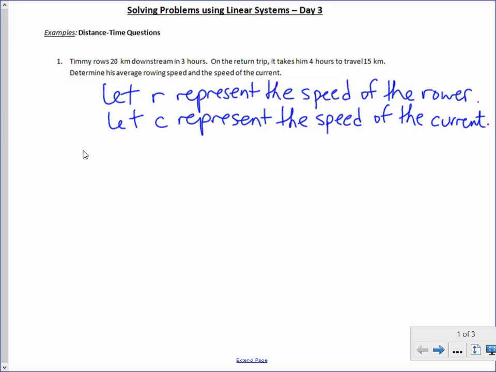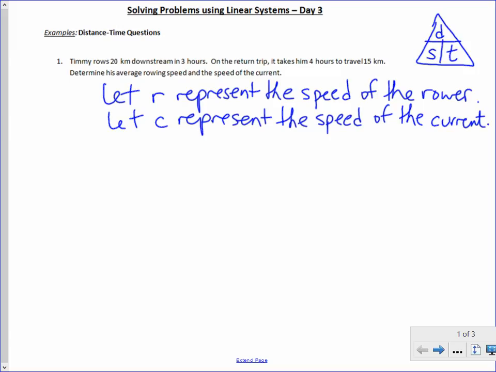So we are dealing with speeds, okay? R and C are given speeds. They're fixed. We just need to figure out what they are. The speed that Tim rows is fixed. The speed that the current is going at is fixed. So we need to come up with 2 equations that relate these 2 speeds. I'm going to write something here.